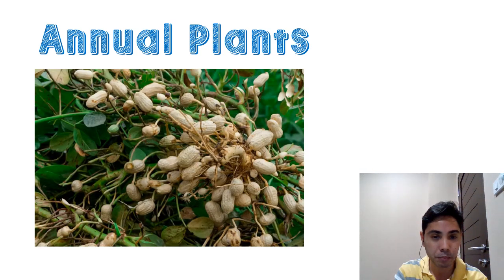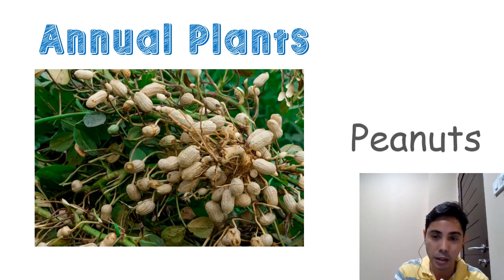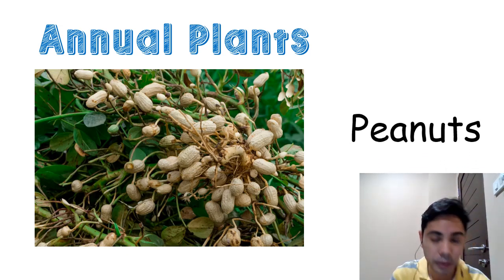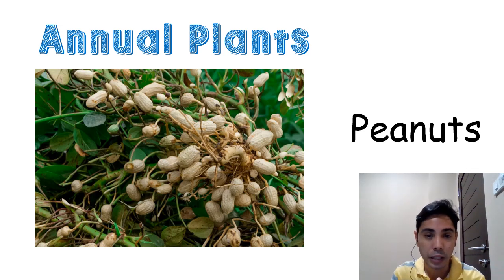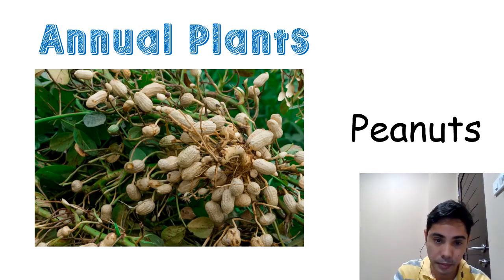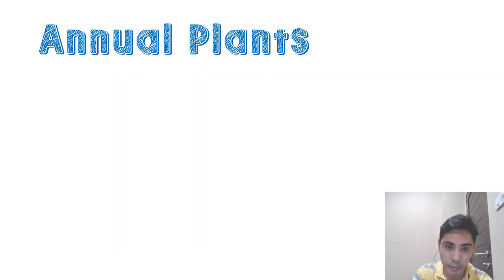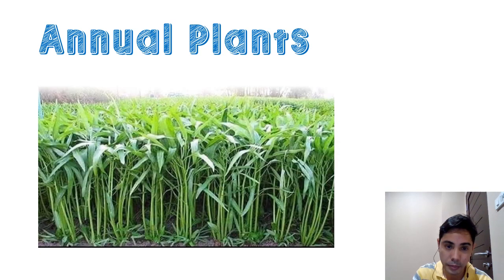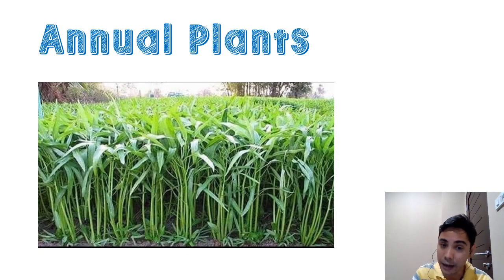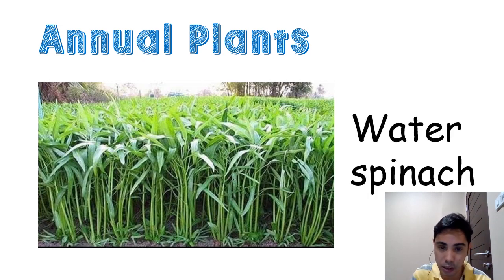This one. Do you know what this is? Yes, they are peanuts. And peanuts take 1 year to grow and then die. And do you know what this is? This is a kind of vegetable. I like this also. I eat this. It's water spinach. It takes them 1 year to grow, and then after that they die.